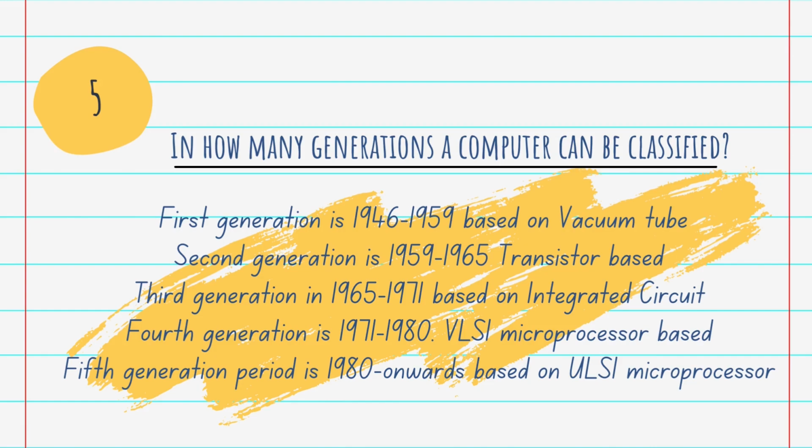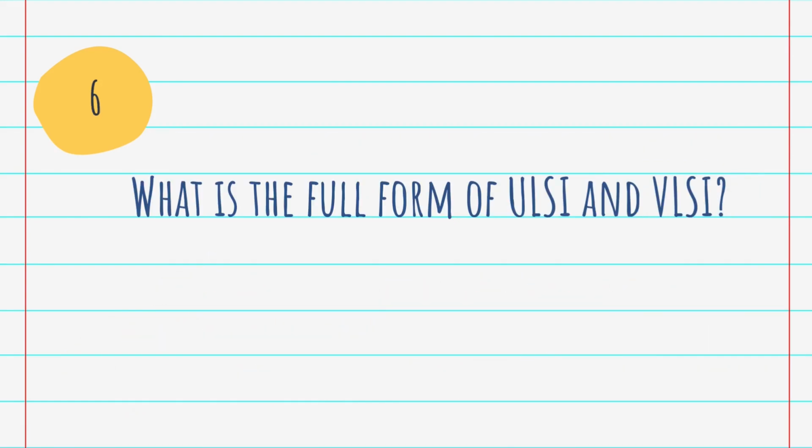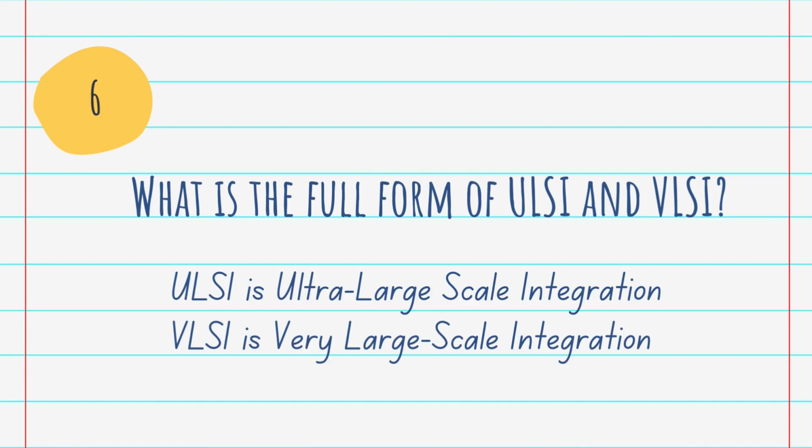Then based on this VLSI and ULSI, our sixth question is, what is the full form of ULSI and VLSI? The full form of ULSI and VLSI is ultra large scale integration and very large scale integration. The ULSI term used in the electronic chip manufacturing industry for an integrated circuit, that is ICs, which contain more than 1 million components per chip.